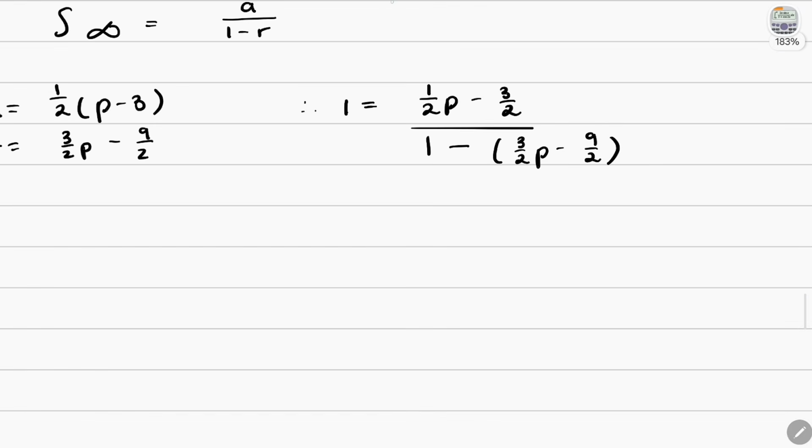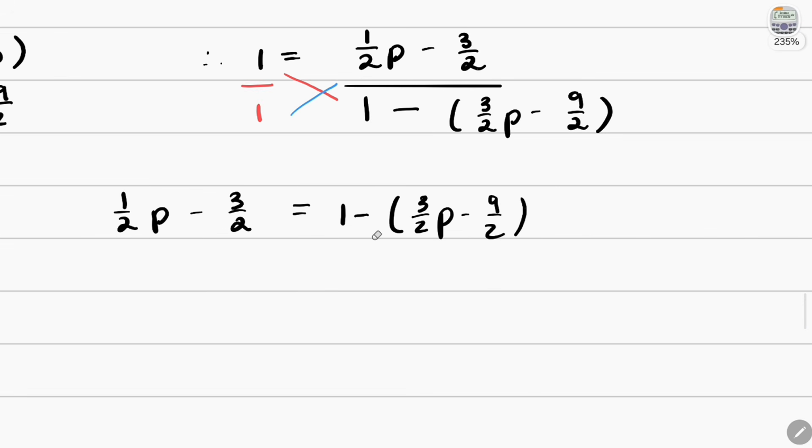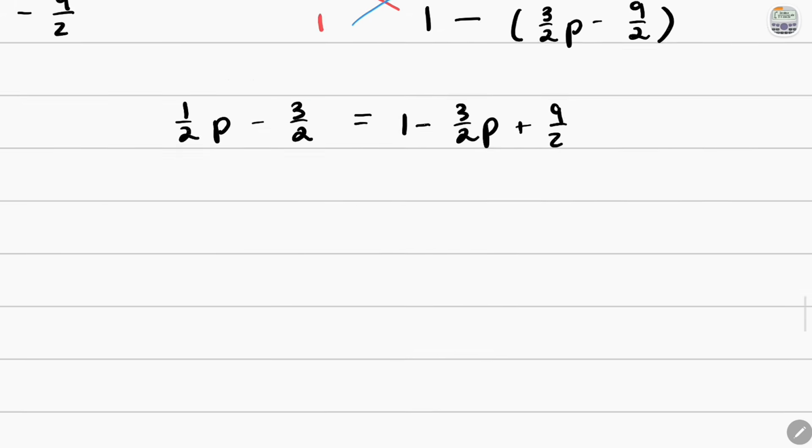Okay, so to just remove this fraction, just cross multiply. This is a fraction, okay? It's something over something, so we're just going to cross multiply. These multiply to stay exactly the same, so they just stay 1 minus 3 over 2p minus 9 over 2. And then these multiply to also just stay a half p minus 3 over 2. So we could have also just used that as an opportunity to distribute here. So that's just going to be minus 3 over 2p plus 9 over 2.